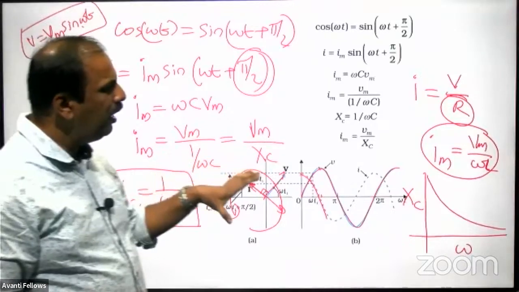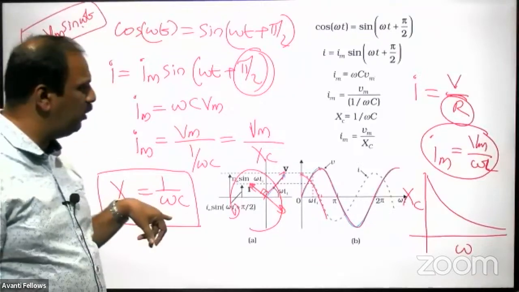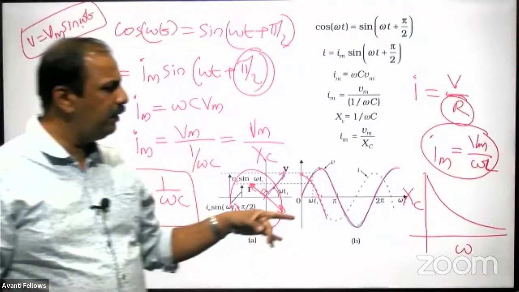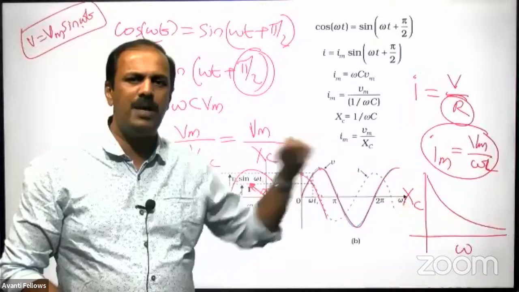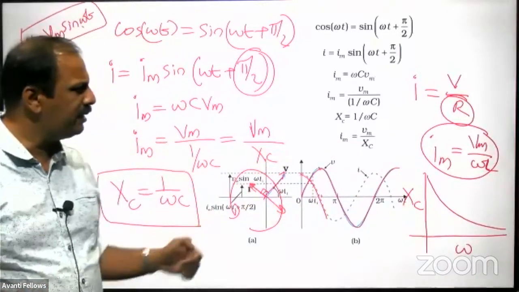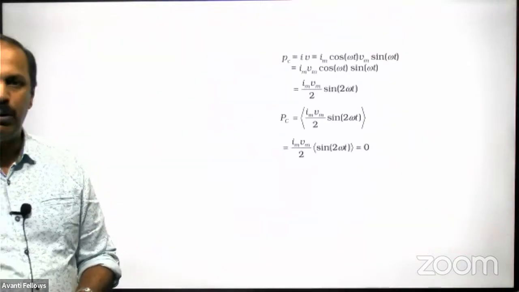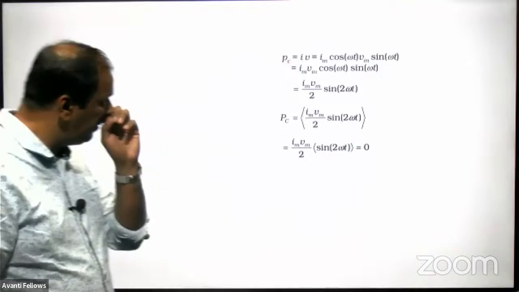Okay, so once more, we have capacitive reactance here, which is Xc, which is 1 by omega c. And the capacitor will allow high frequency to pass through and it will block the low frequency. That much we discussed. Now we have to think about the power also. Here, what will happen to the power we have to discuss.